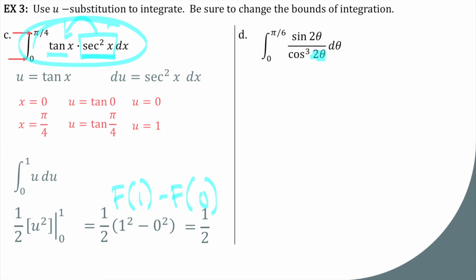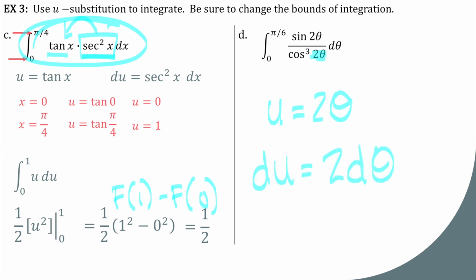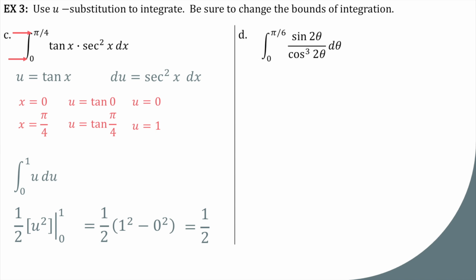Now, 2 theta is an inside function. So if we said u equals 2 theta, du would equal 2 d theta. We haven't gotten very far, so that's, I think, too much of an inside function. Let's try something different. What if it's cosine of 2 theta?